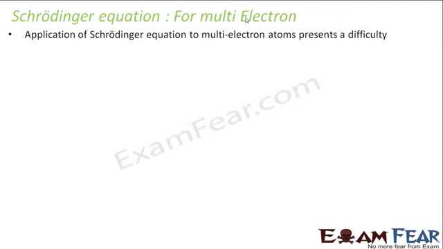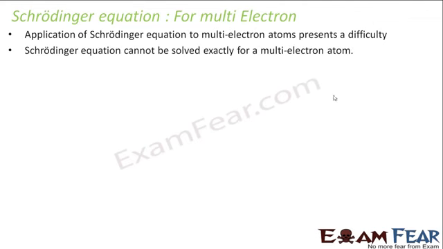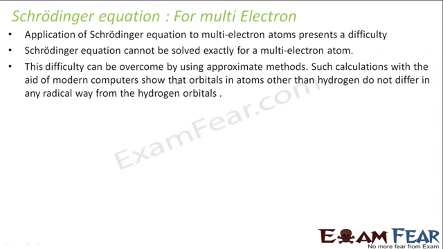When the Schrödinger equation is applied to multi-electron atoms, it is a little difficult, and it cannot be solved exactly for multi-electron systems. But if you use some approximation methods and some computer tools, you can actually solve the Schrödinger equation for multi-electron atoms also.